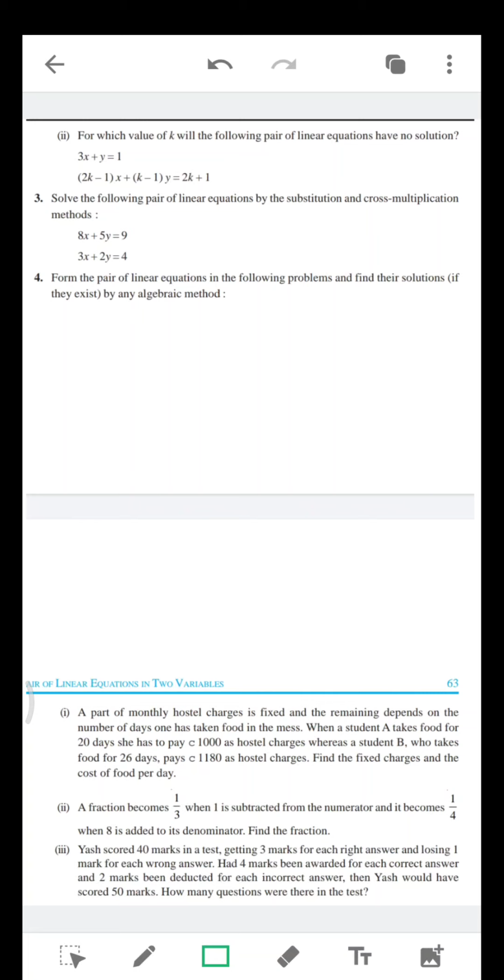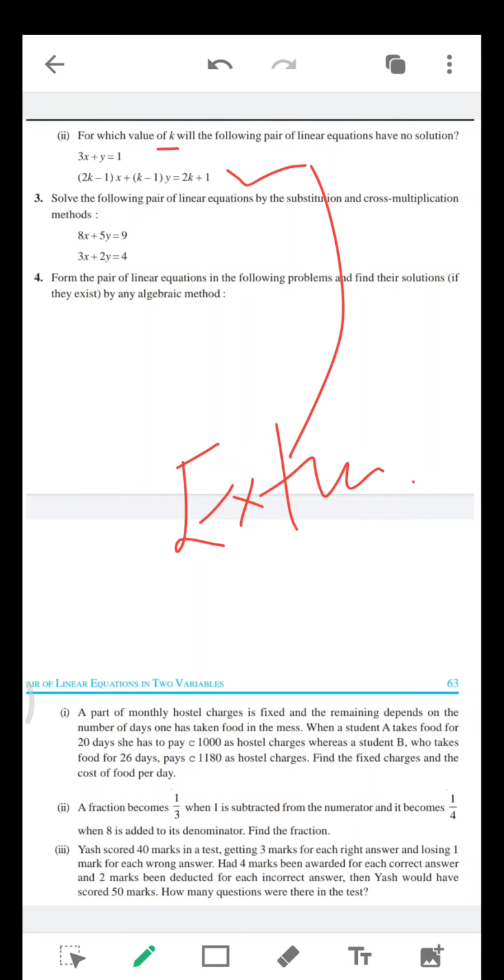In the last sessions we have done this concept of finding the value of k for no solutions, for infinite solutions. Even I gave you some extra questions based on that, so those who practiced, they might have got it perfect. Those who didn't practice it yet, they can go for it.